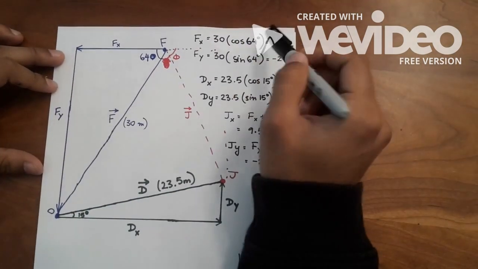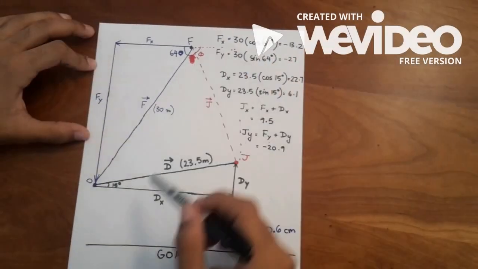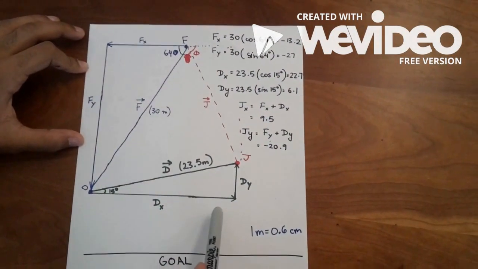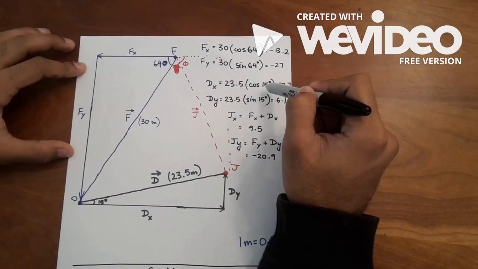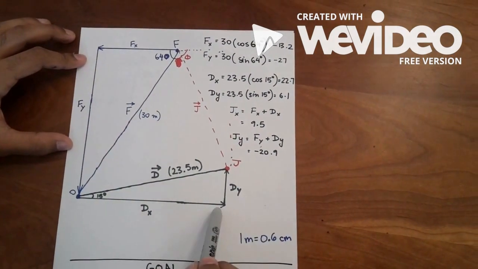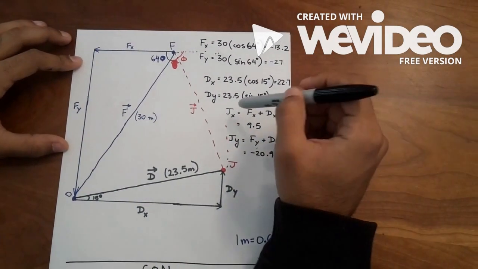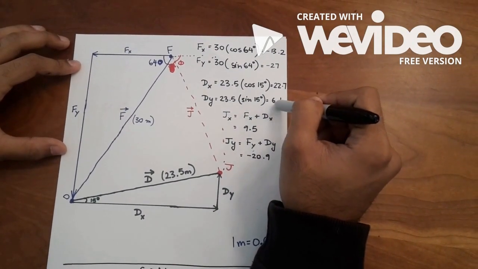It's negative because it goes in the opposite direction. And d of x is the component vector of the x form, which equals 23.5 times the cosine of 15 degrees, which equals 22.7, which is the measure of this line. d of y equals 23.5 times sine 15 degrees, which equals 6.1.